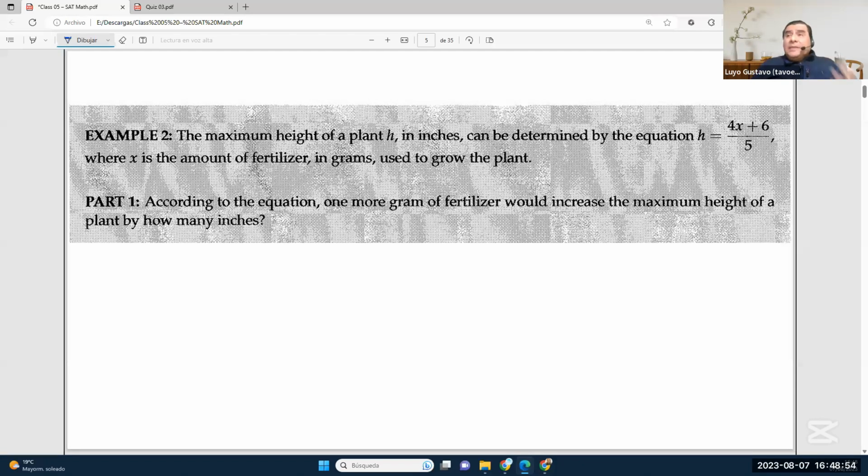Okay, so it's similar. We have an equation that we can place in the standard form, which is this, right? Remember, y equals mx plus b. So if we assume that our y is called this time h, the height of the plant, then we can say that h equals 4 over 5 times x plus 6 over 5. We simply split that sum as a sum of 2 fractions with the same denominator 5.